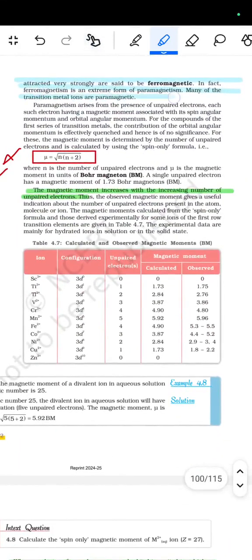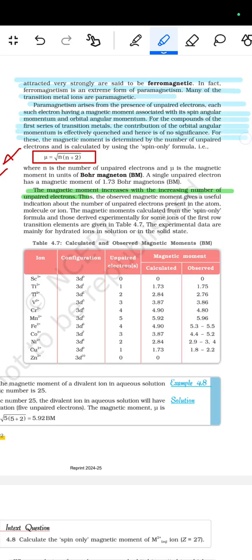Many of the transition metals are paramagnetic. Paramagnetism arises from the presence of the unpaired electrons, each such electron having a magnetic moment associated with the spin angular momentum and orbital angular momentum. For the compounds of the first series of the transition metals, the contribution of the orbital angular momentum is effectively quenched and hence is of no significance.